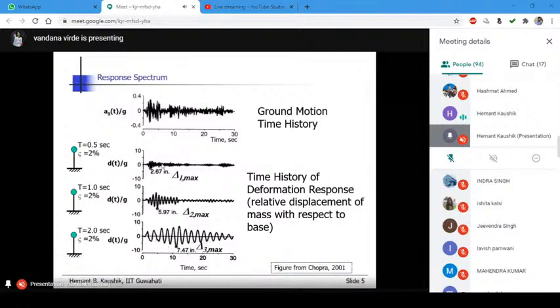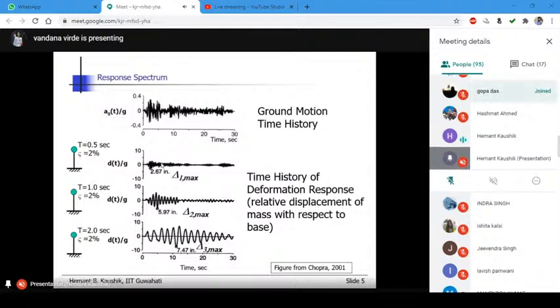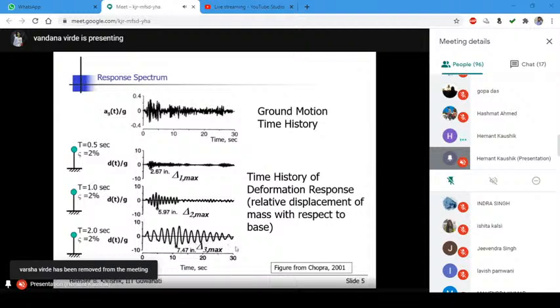Now you can see the difference in the behavior of the structure, the difference in the displacement time history. When the period was very small, 0.5 seconds, its frequency is very high, so you can see the response frequency is also very high, right? When you increase the time period, you can see the change in the behavior. For very flexible structures, with a natural period of vibration of 2 seconds, you see how low the frequency of the vibration is.